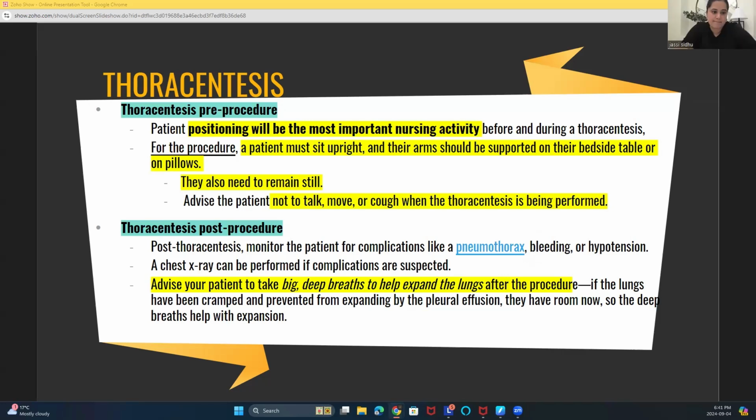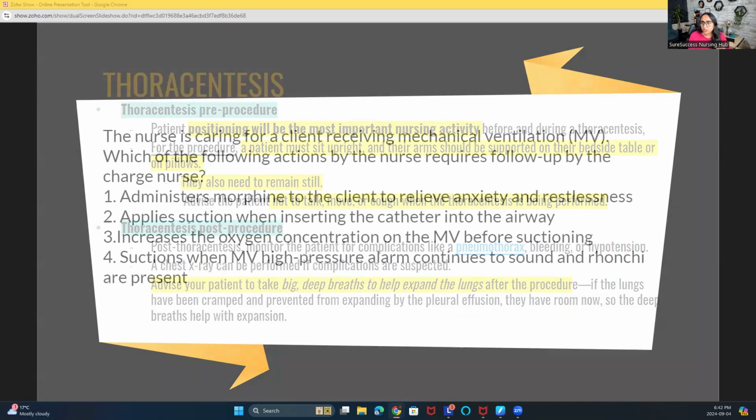Check the vital signs. And check the X-rays for the complication if it is suspected. And make sure, because you are re-expanding the lung, tell your patient to do lung exercises, deep breathing exercises to expand the lungs after the procedure. Okay, so these are the things. Now let's do one quick question.